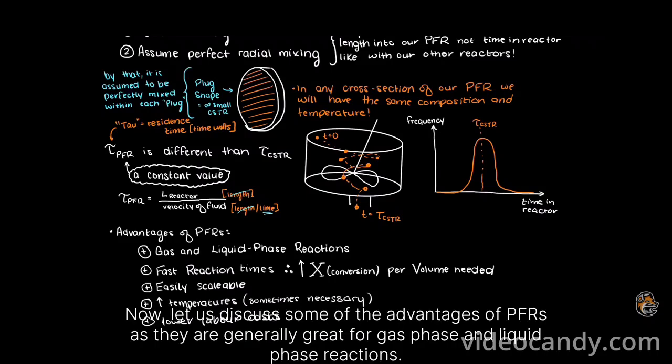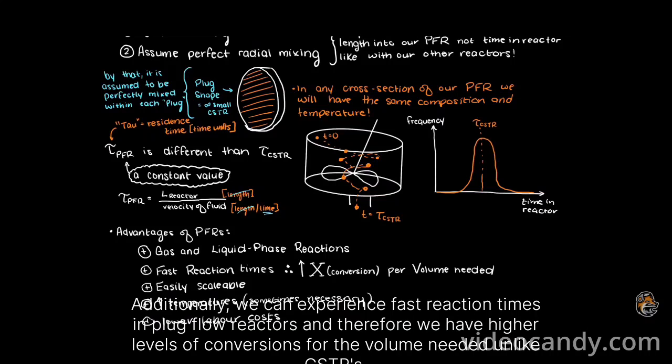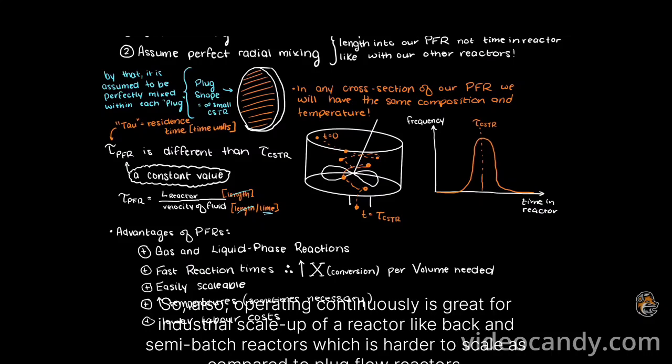Now let us discuss some of the advantages of PFRs, as they are generally great for gas phase and liquid phase reactions. Additionally, we can experience fast reaction times in plug flow reactors, and therefore we have higher levels of conversion for the volume needed, unlike CSTRs. Also, operating continuously is great for industrial scale-up of a reactor, unlike batch and semi-batch reactors, which are harder to scale as compared to plug flow reactors.